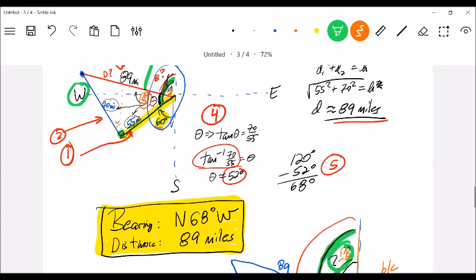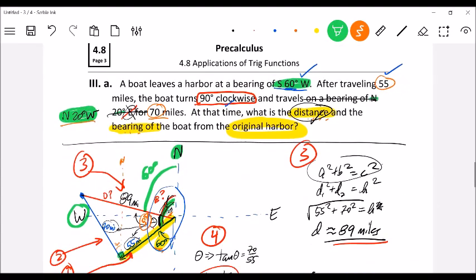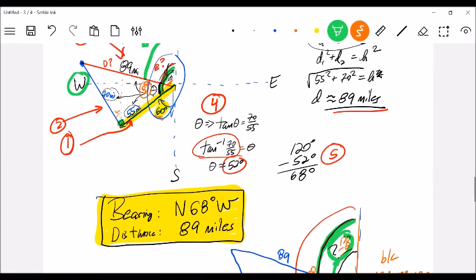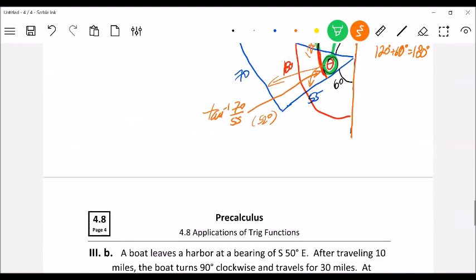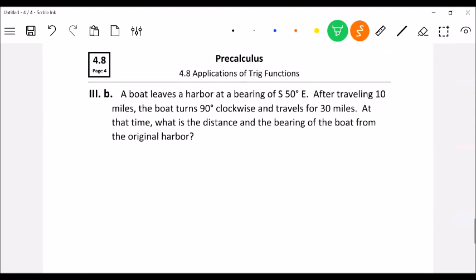All right, now having done that, this problem here, we figured out that from the original spot where the bearing is 90, the bearing is north 68 degrees west and 89 miles away. Let's do it again. On this next one, I recommend that you do it yourself. Pause for a few seconds, work on it, and then come back to either check your answer or to see how to do it if you got stuck.